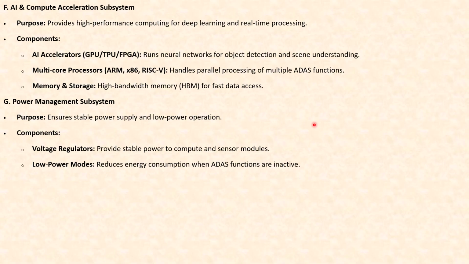So during these fluctuating power consumptions, voltage regulators and low power modes ensure stable power to the compute and sensory modules, and in the low power mode it reduces the energy consumption when ADAS functions are inactive or ADAS functions are meager. Okay, so now you understand that various kinds of working scenarios, various power requirements are prevalent.